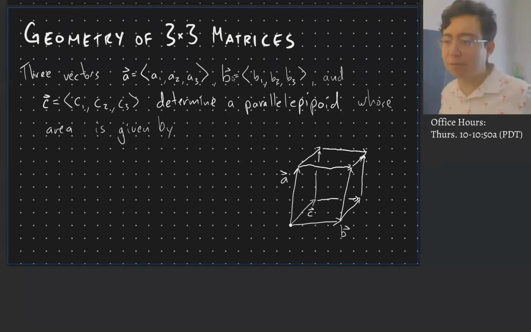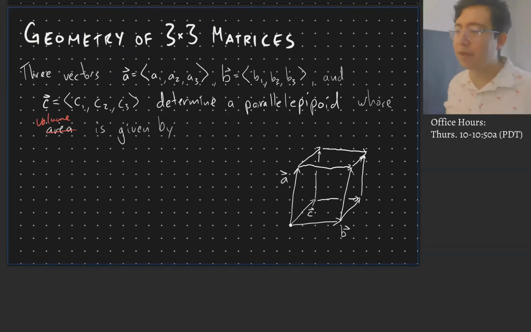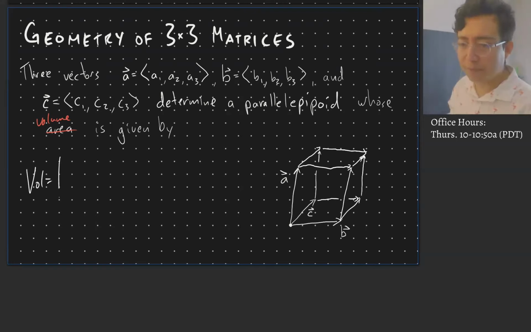So there's a little boo-boo there. That should say volume, right? Because we're talking about a three-dimensional shape. So it doesn't have area, it has volume. And the volume is given by the determinant here. So the volume is going to be the determinant of A1, A2, A3.